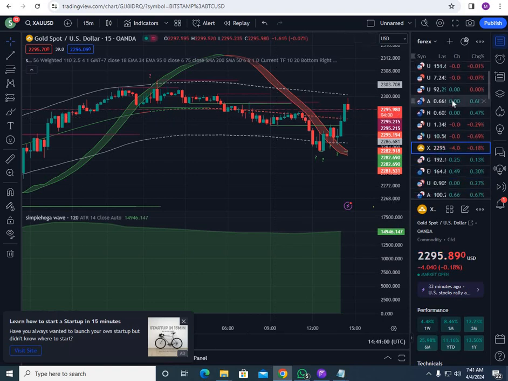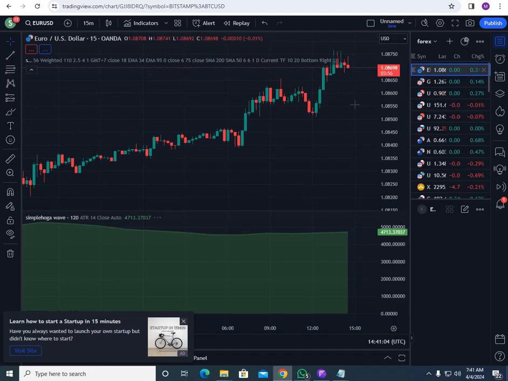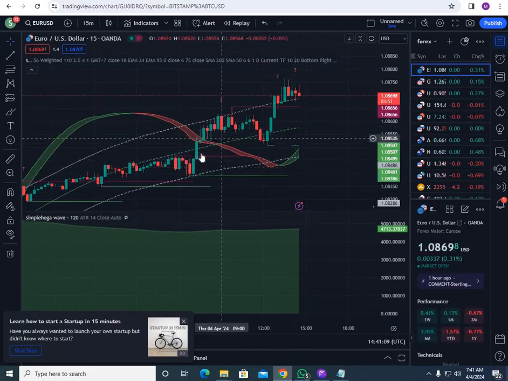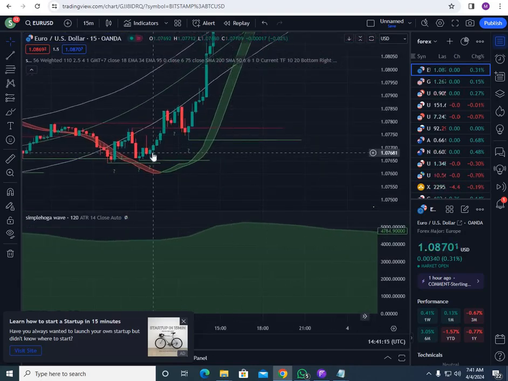Let's talk about some more pairs like EUR/USD. Let's see the results in the EUR/USD. No, actually no trade is here. Okay, this one is actually a very good buy trade, and you got amazing profit.